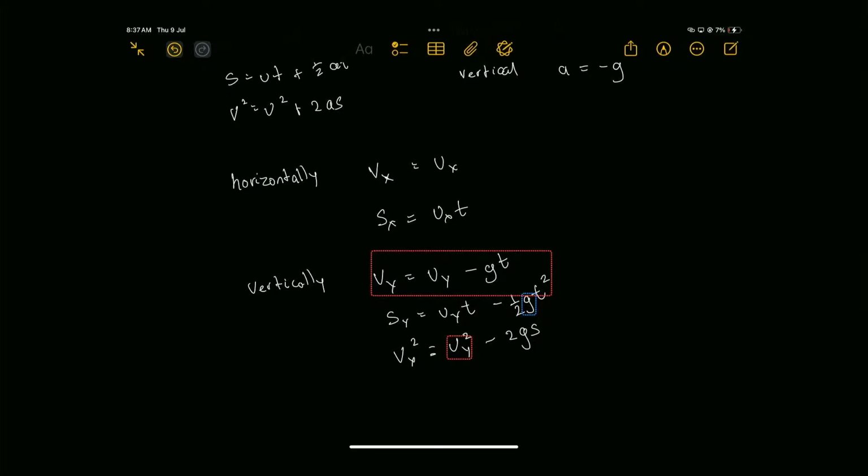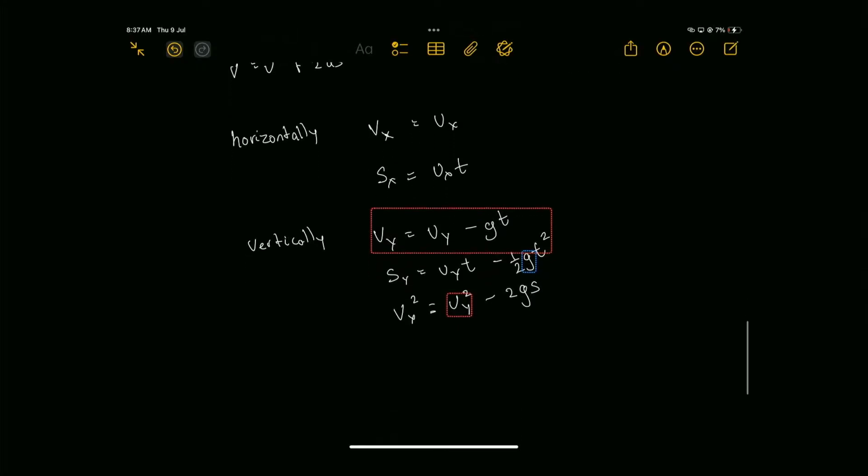Now, something that could be asked is to determine the maximum height of the ball, right? Now, at the maximum height of the ball, the vertical component of the velocity is equal to 0, right? Because at the maximum position, it just stops going upwards and it is going to start going downwards.